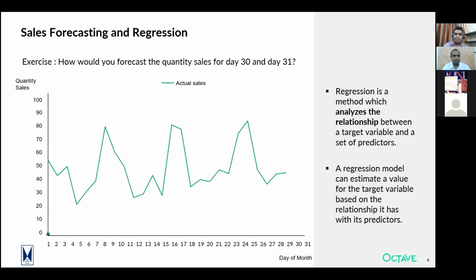So here, we have a question where it is required to forecast the quantity sales for day 30 and day 31. Over here we have a graph where you have on the y-axis the quantity sales and on the x-axis the day of the month. The question is to figure out what the sales would be on day number 30 and also on day number 31. So guys, does any one of you have an approach to understand what the sales would be for day 30 and day 31, or even a random guess would do?